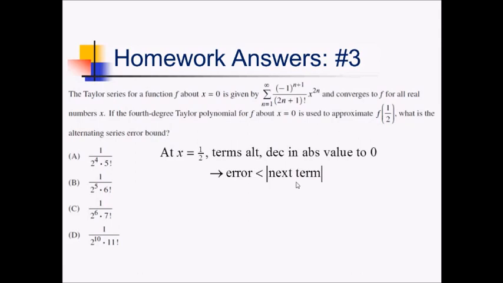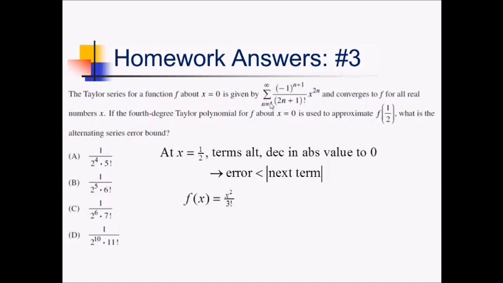Well, what's the very next term? Depends on the polynomial. In this case, they said we're using a 4th degree polynomial. So the next term is going to be whatever comes after the term that has x to the 4th in it. To figure out which term that is exactly, let's write out the first few terms of this series. So if we plug in 1 for n, this is going to be +1 over 3 factorial, and then we're going to have x to the 2nd power, so x squared over 3 factorial.